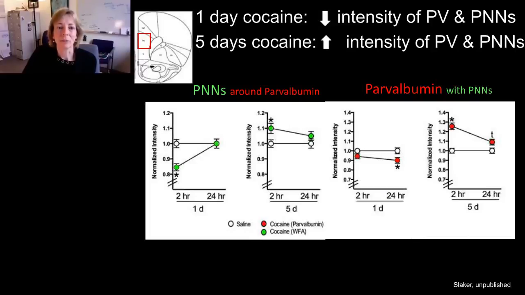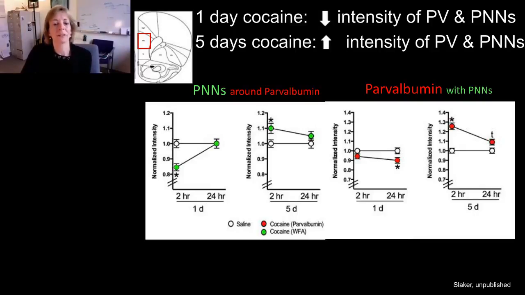And in general, what we found, if you look at the top, is that 1 day of cocaine decreased the intensity of parvalbumin and perineuronal nets, whereas 5 days of cocaine produced just the opposite response. It increased the intensity. So looking at the graph, if we look on the far left, this in the green, we see that compared with controls, there's a decrease, it's not a huge decrease, but it's a significant decrease in the intensity of the nets 2 hours after a single cocaine injection. And this is returned to normal 24 hours later.